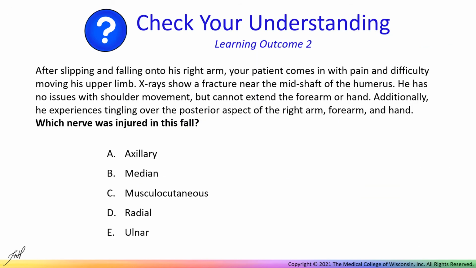Let's pause to check your understanding. After slipping and falling onto his right arm, your patient comes in with pain and difficulty moving his upper limb. X-rays show a fracture near the mid-shaft of the humerus. He has no issues with shoulder movement, but cannot extend the forearm or hand. Additionally, he experiences tingling over the posterior aspect of the right arm, forearm, and hand. Which nerve was injured in this fall?